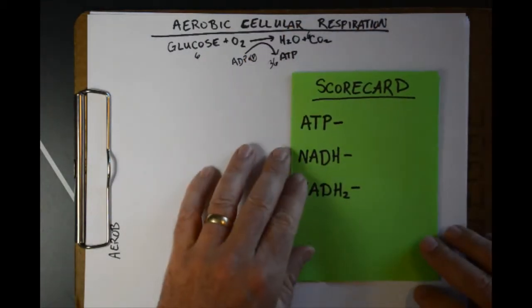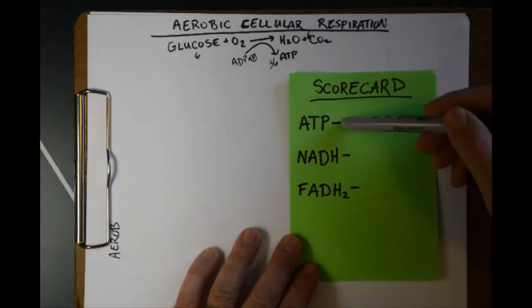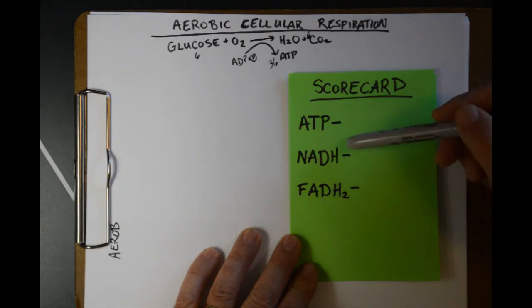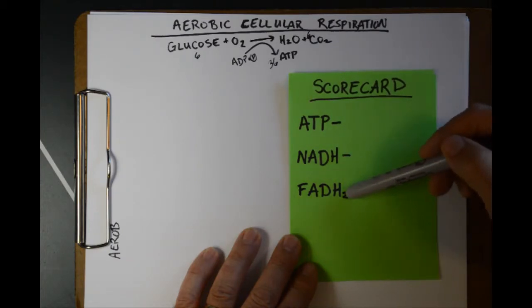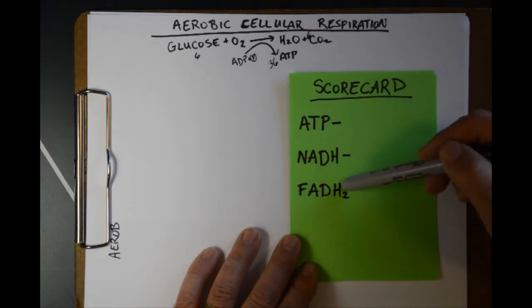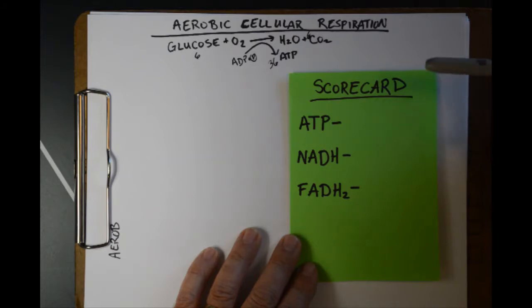I'm going to keep score as we move along here. ATP, I'm looking for 36 of these, and these 2 electron carriers also are helpful in the end in making ATP. So I'm going to track them as well. This is basically my energy scorecard.